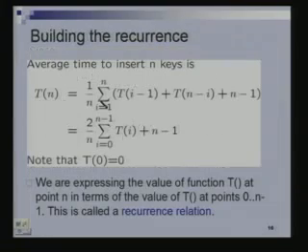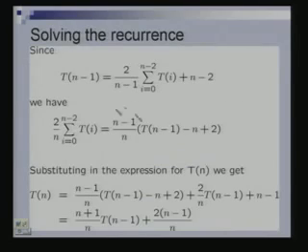Okay? And that is what we are going to do now. So T of n, what did we say here? T of n is 2 over n times the sum of the previous T's plus n minus 1, right? So I can write T of n minus 1 is 2 over n minus 1 times the sum of the previous T's plus n minus 2, right?